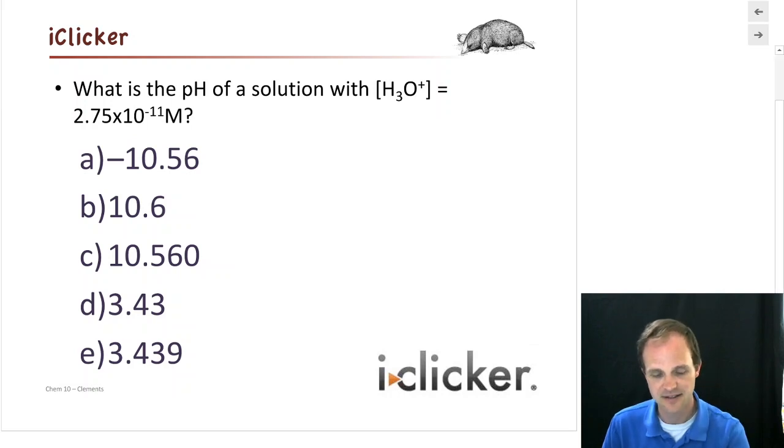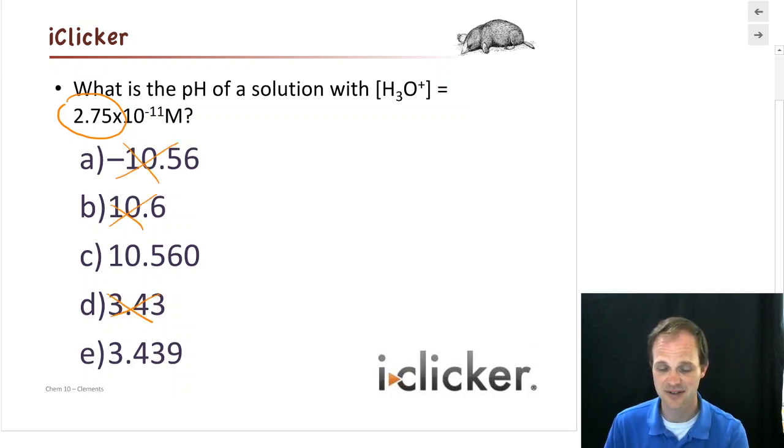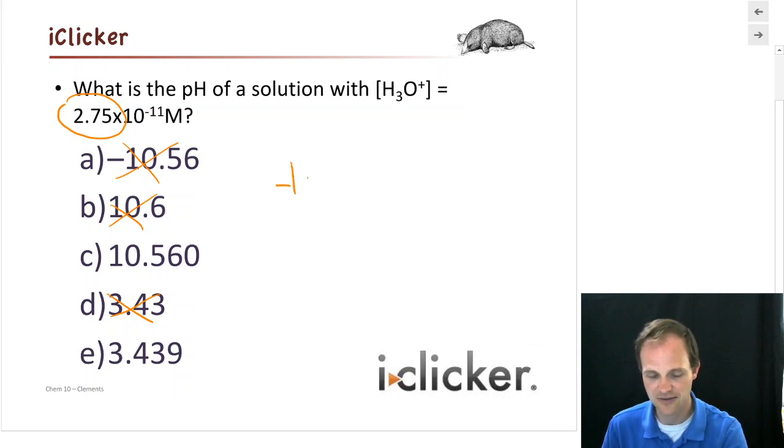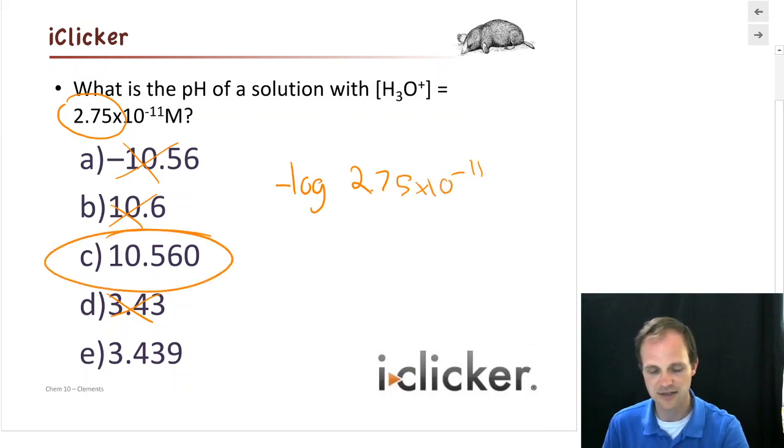All right. 3 sig figs means 3 digits after the decimal. It's not this one. It's not this one. It's not that one. If you plug that into your calculator, you take the negative log of 2.75 times 10 to the minus 11th, you're going to get yourself 10.560.